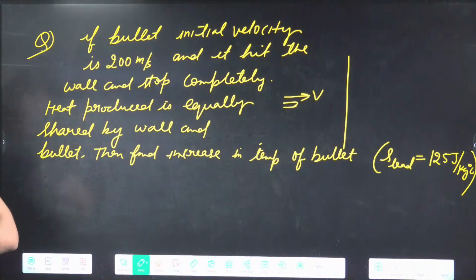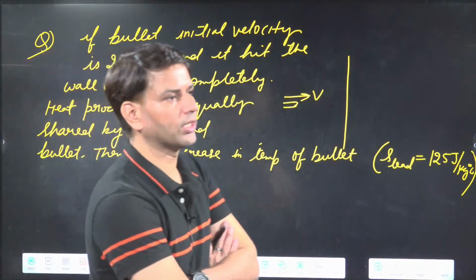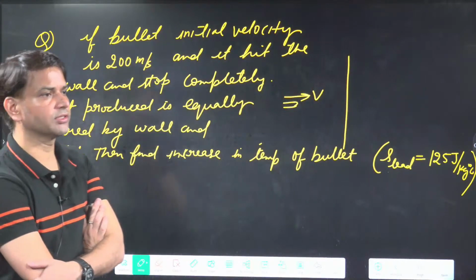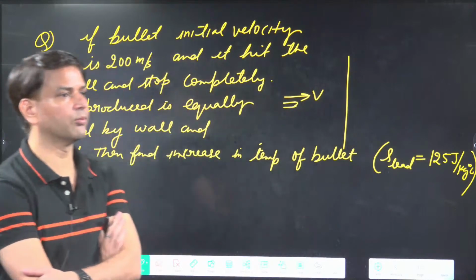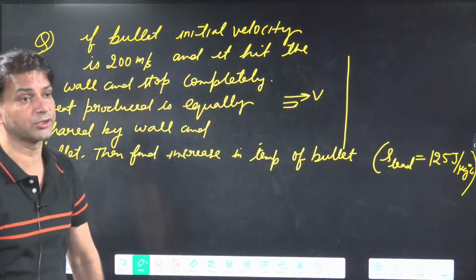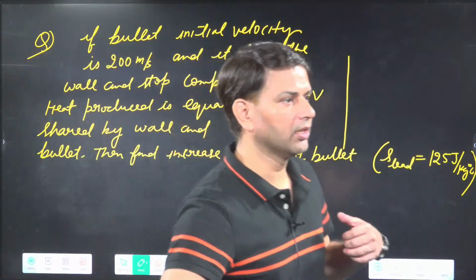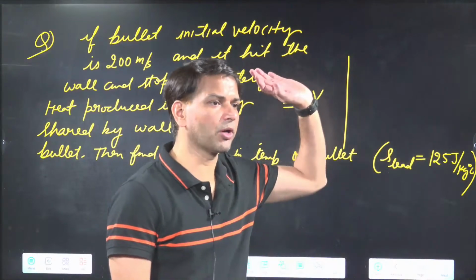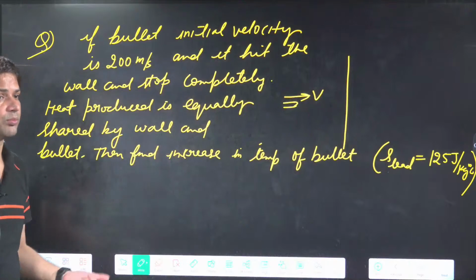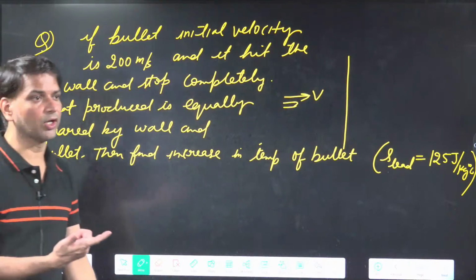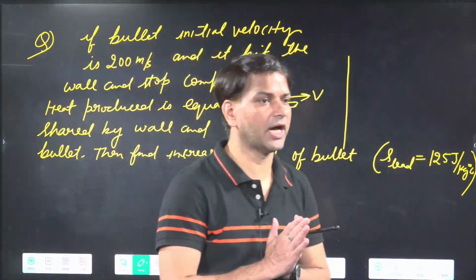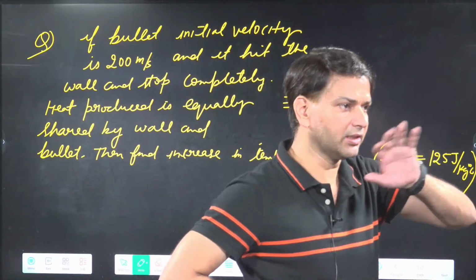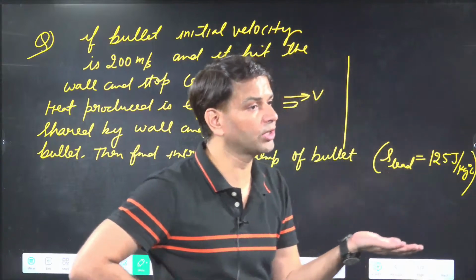So the bullet has an initial speed of 200 meter per second, and it hits the wall and stops completely. Heat produced is equally shared by the wall and the bullet. Then we have to find the increase in temperature of the bullet. Here the bullet has the energy, how much? Half mv square. In the initial problem, it had the energy mgh due to potential energy. Now, due to the speed of the bullet, it has the energy half mv square. When it hits the wall and stops completely, all energy is lost, and that energy is converted into heat.